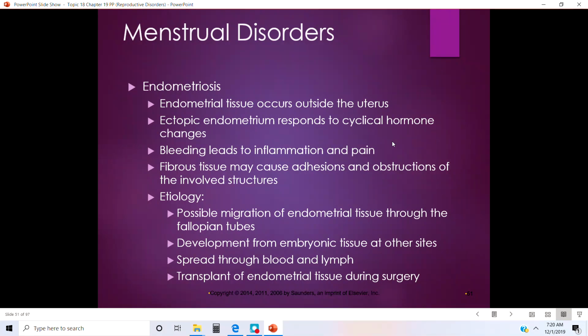So what are some of the reasons the endometrial tissue gets into other areas? Here's some possible thoughts to this. It's a possible migration of the endometrial tissue through the fallopian tubes, and then the tissue comes out of the fallopian tubes, and let's just say into the pelvic cavity. It could be the development of embryonic tissue at other sites. So we have tissue that's going to become endometrium, but it's on other sites where it shouldn't be. It could also be spread through the blood and the lymph. And these are kind of thoughts as far as how it gets around. And it could even be transplanted during surgical procedures, maybe something like a C-section or something like that.